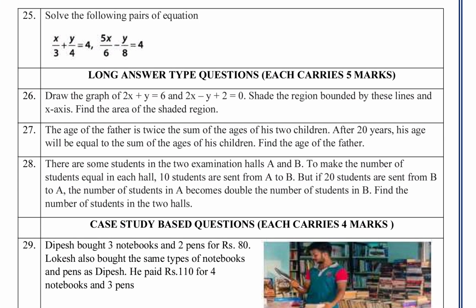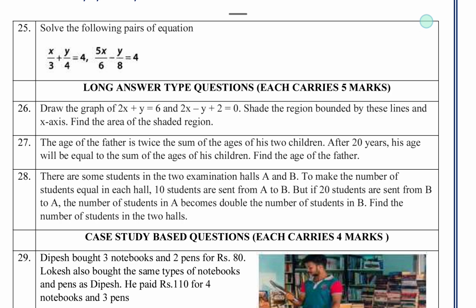26th: draw the graph of 2x plus y equals 6 and 2x minus y plus 2 equals 0. Shade the region bounded by these lines and the x-axis. Find the area of the shaded part. So the total shaded part is 8 square units. If you calculate, you will get 8.